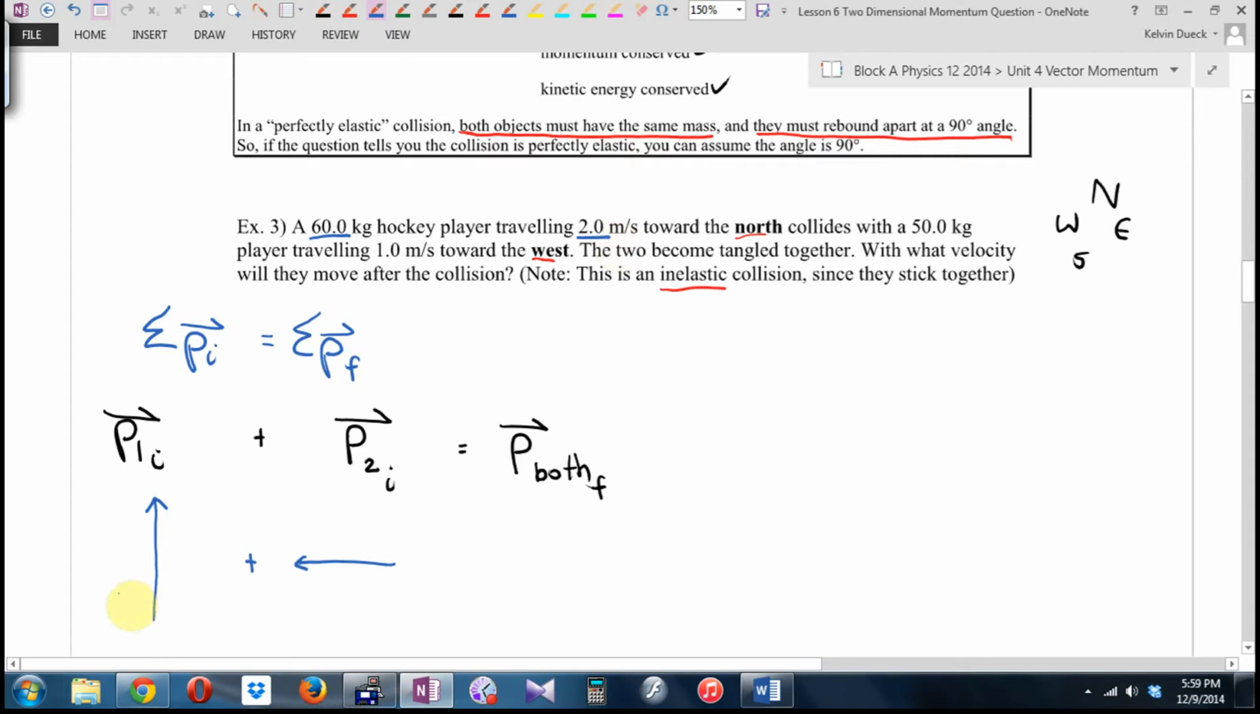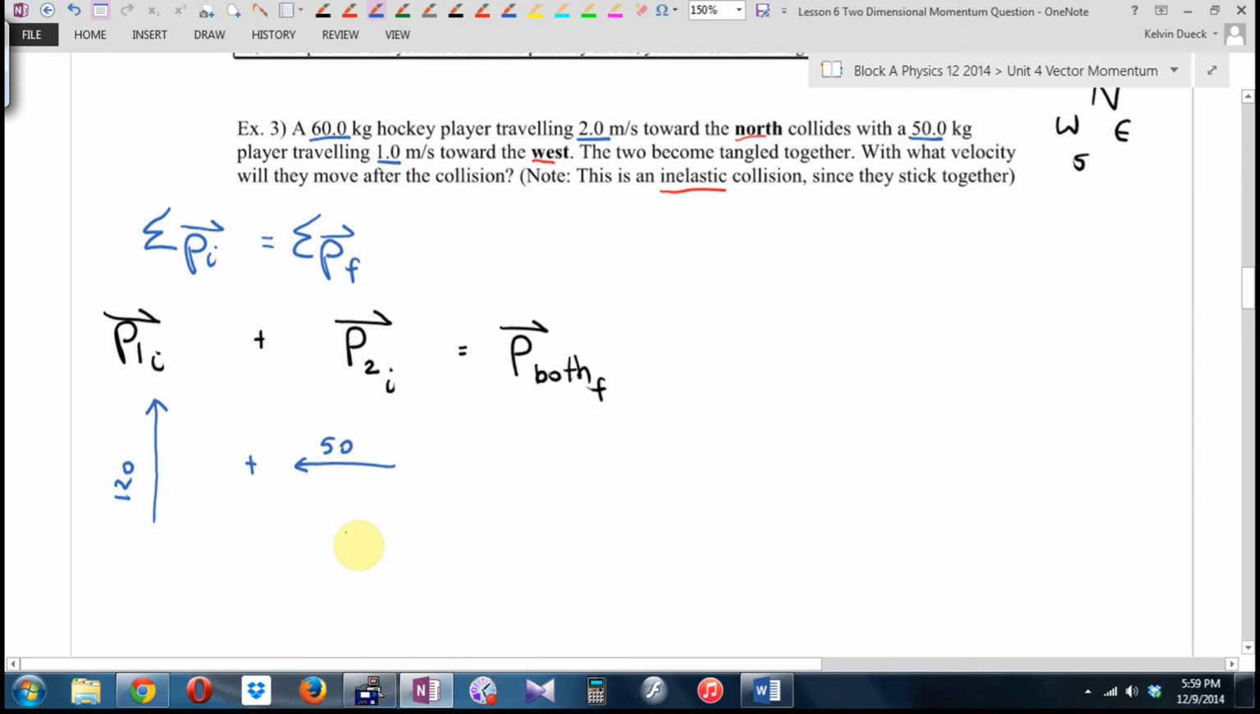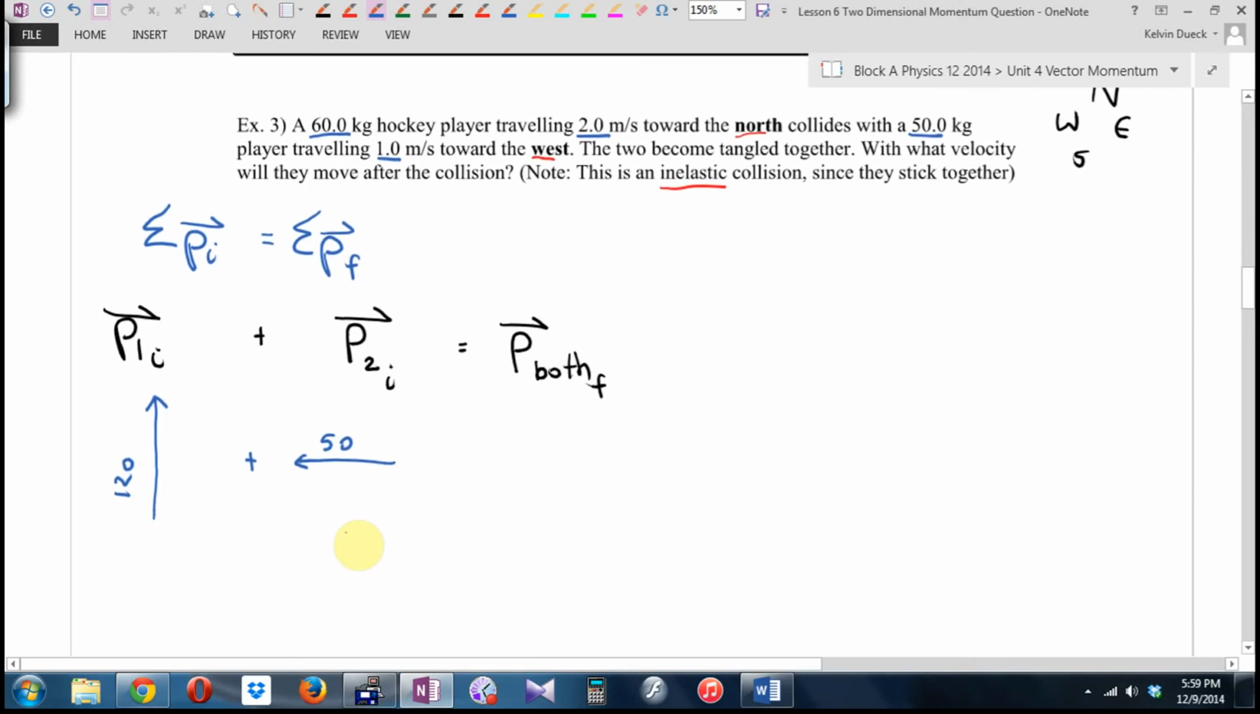I can do this one in my head. It's going to be 120 kilogram meters per second. Momentum is mass times velocity. This one's going to be 50. Now my scale is garbage because 120 is more than twice as long, so I'm just going to lengthen this like that. That equals the momentum of both. Now I'm not sure what that's going to look like, but as a picture, what's right here? A plus.